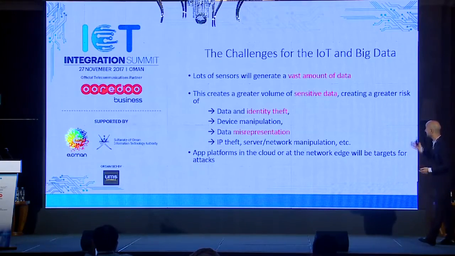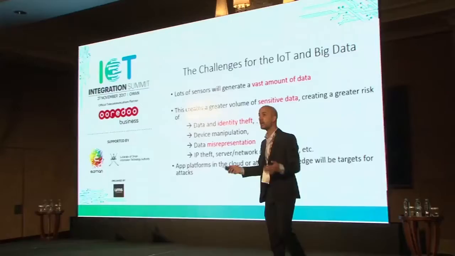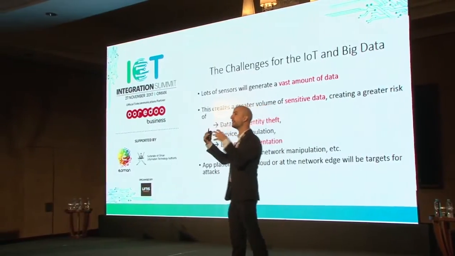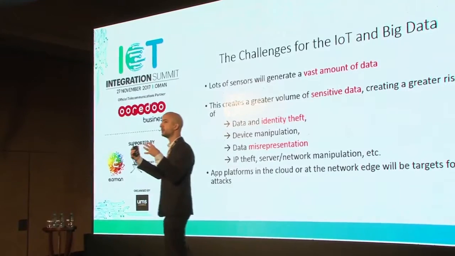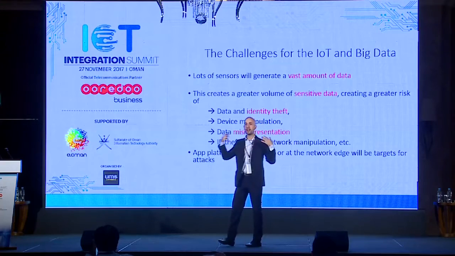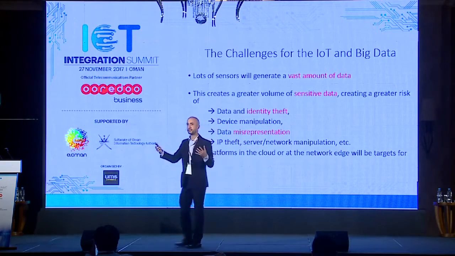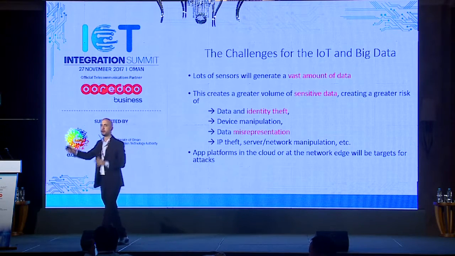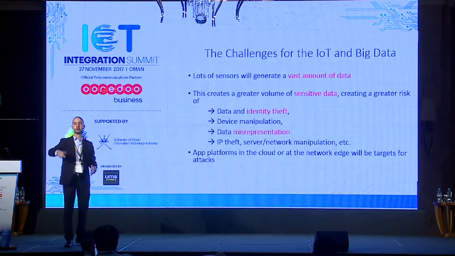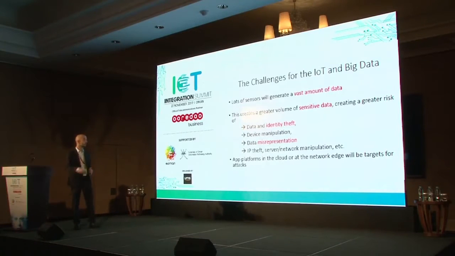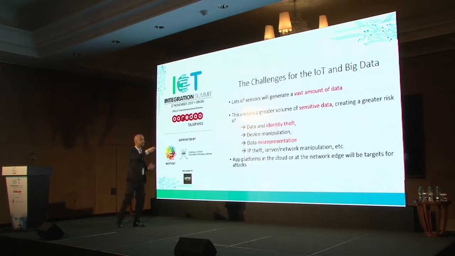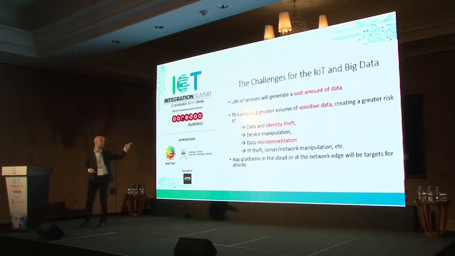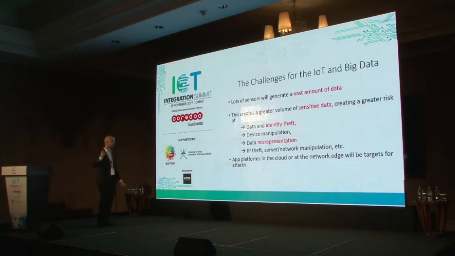The third thing is that when we are talking about IoT and big data, we can call them the perfect marriage. They are integrated together. Because IoT devices are sending too much data, and we agree that this data is stored in a certain database somewhere, maybe over the cloud or maybe over a local server or whatever. So basically, with this amount of data, we have sensitive data with greater risk of what? Identity theft, device manipulation, data misrepresentation, and so on.